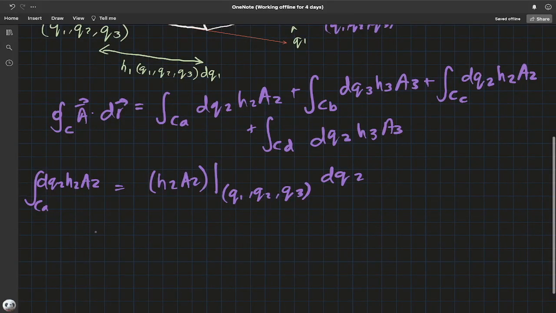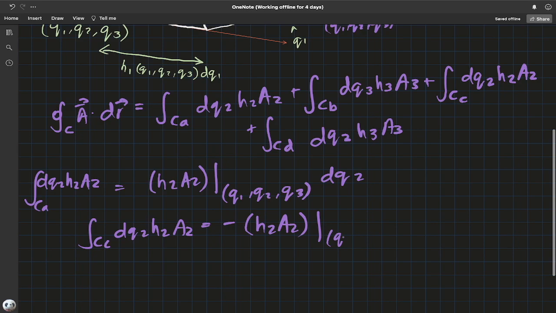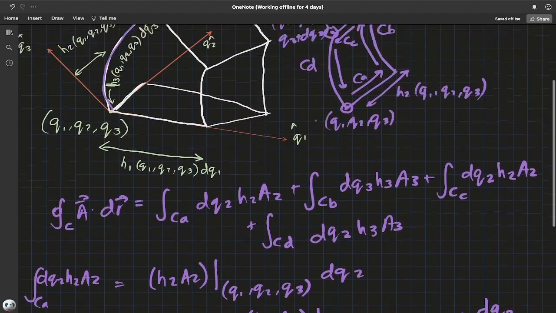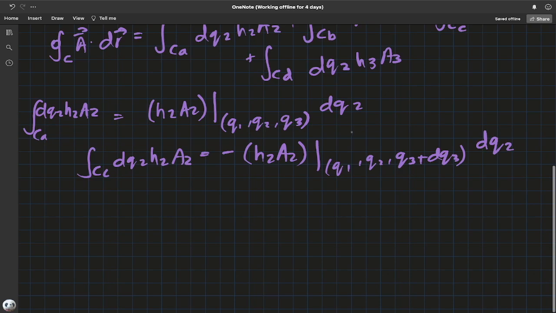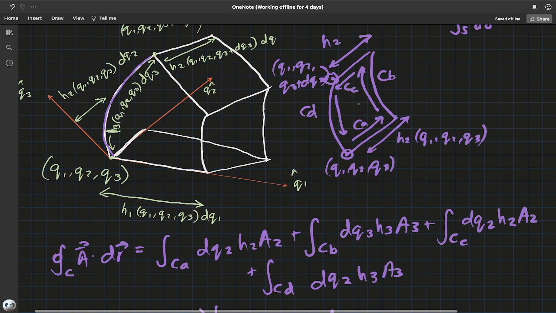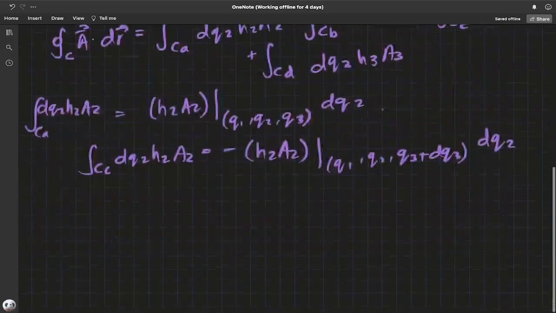Do this for CC. dq2 h2 a2. We will just have negative because we're going in the opposite direction to CA, for example. If you define that as positive, this will be negative naturally. You'll have q1 q2 q3 plus dq3. And again, I would also like to point out that the orientation we had for Cartesian system is again obeyed here. So clockwise is positive orientation, because clockwise will yield a surface area vector that's in the positive direction.